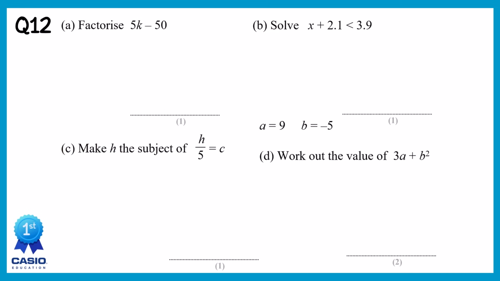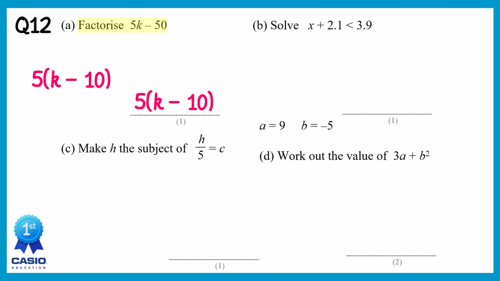For the first part of this question, we need to factorise. This means we need to put it into brackets. If we look at 5k and -50, both of those have a factor of 5, so we can factorise out 5. Then we need to work out what would go inside the brackets. What would we multiply 5 by to get to 5k? Well, that's just k, since 5 multiplied by k is 5k. But what would we multiply 5 by to get to -50? That's -10. It's now been factorised, it's 5 brackets k minus 10.